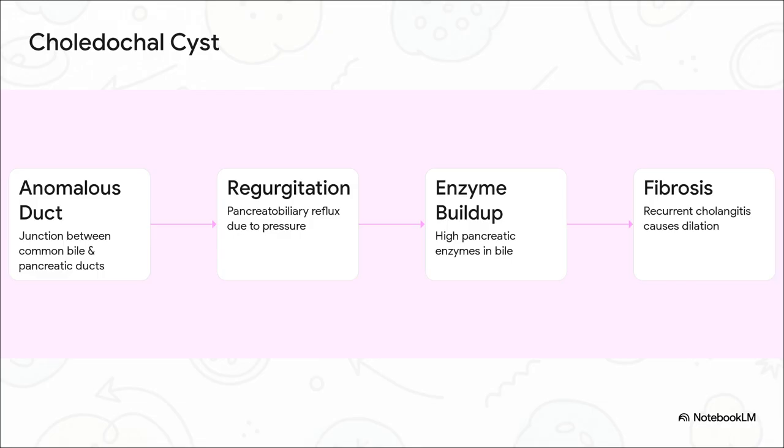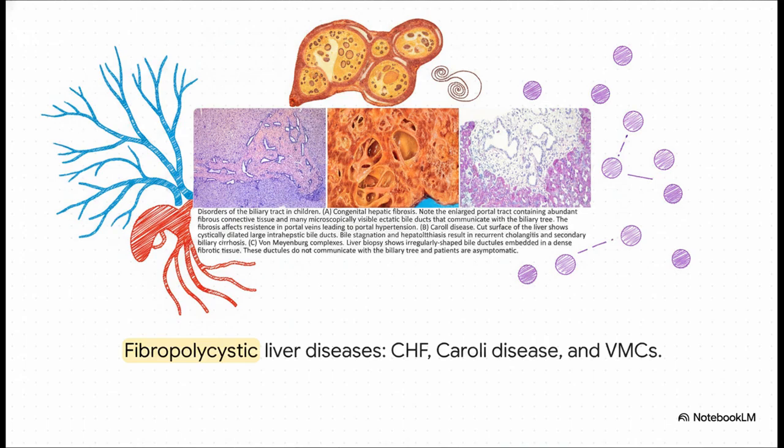Clinically, you're looking for a classic childhood triad: intermittent abdominal pain, a palpable right upper quadrant mass, and jaundice. What's wild is how visually distinct these fibropolycystic diseases are. Take Caroli disease. You get these massive segmental cyst-like dilatations of the large intrahepatic bile ducts. Bile stagnates in these huge spaces, forming stones and causing some really severe infections.